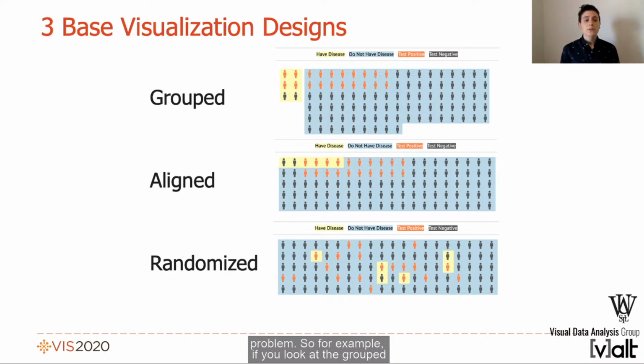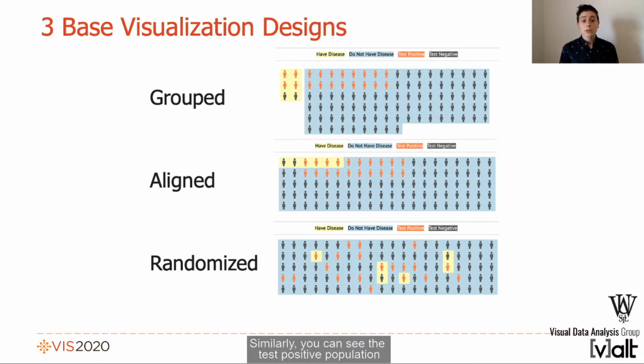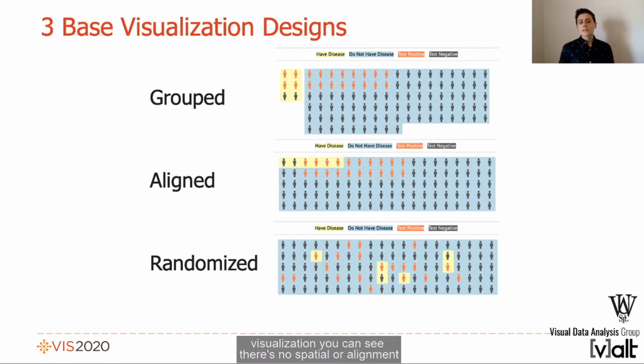So for example, if you look at the grouped visualization here, you can see the have disease and do not have disease subpopulations are in 2 distinct grids. Similarly, you can see the test positive population is top left aligned in this viz. In contrast, if you look down at the randomized visualization, you can see there's no spatial or alignment groupings used to help communicate these subpopulations of interest.